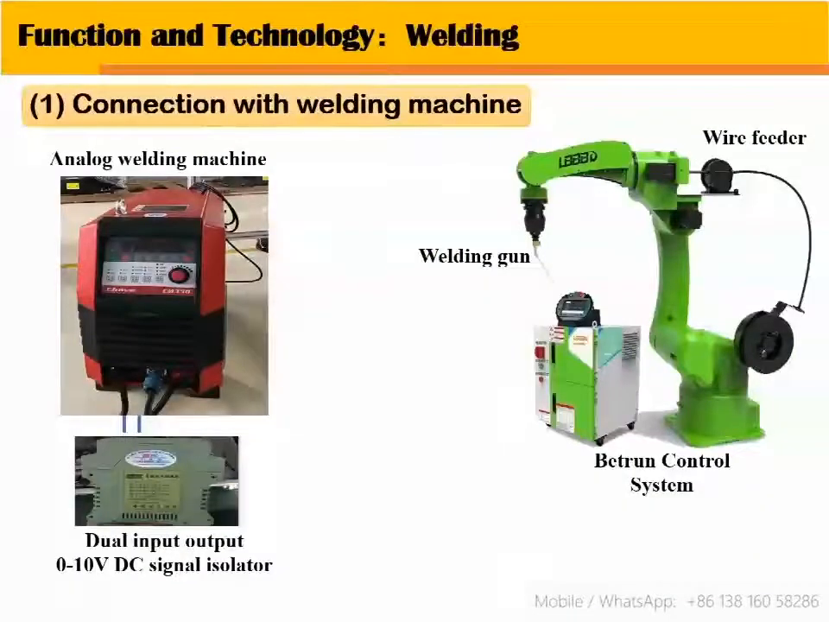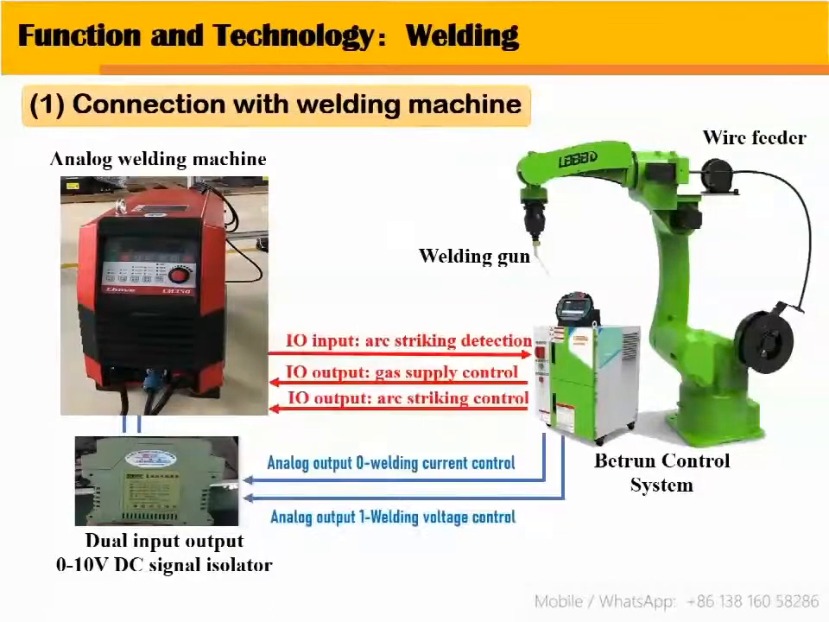1. Connection with welding machine. A welding robot system is generally composed of an industrial robot, welding gun, wire feeder, welding machine, and isolator. The connection between the control system and the welding machine includes I/O input, I/O output, and analog output. The details are shown in the picture.